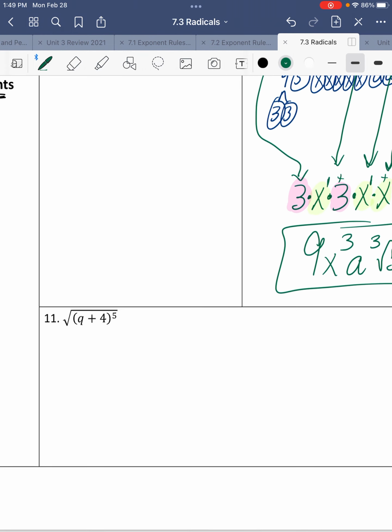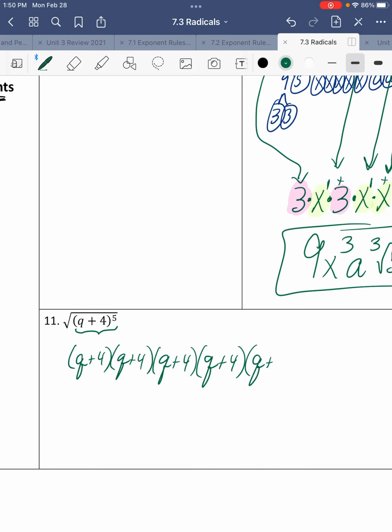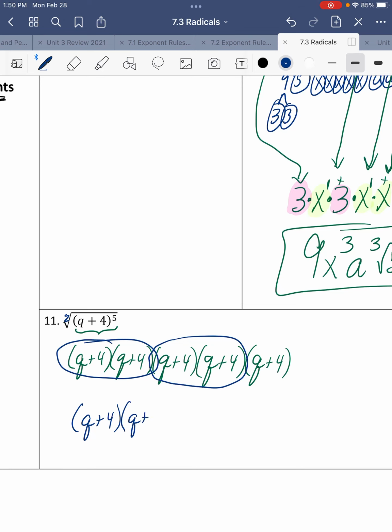All right, number 11. Whew, this looks crazy. So underneath, to the 5th power, that means q plus 4 times q plus 4 times q plus 4 times q plus 4, oh my goodness, and another q plus 4. There are your prime numbers. Well, what happens when we group them? There's one group that comes out, so that's a q plus 4. Oh yeah, it's a square root. I keep on forgetting that. Another grouping comes out. And the last group does not, so that stays underneath.